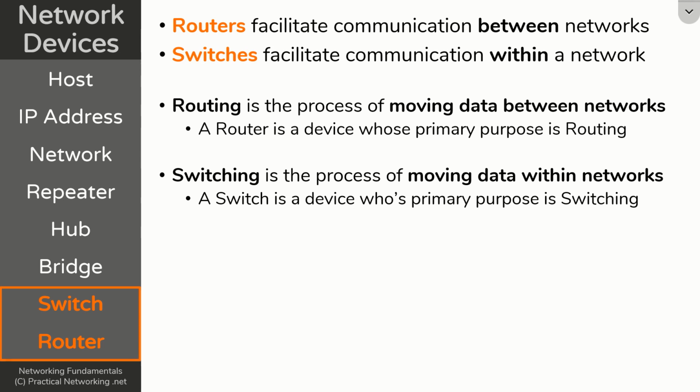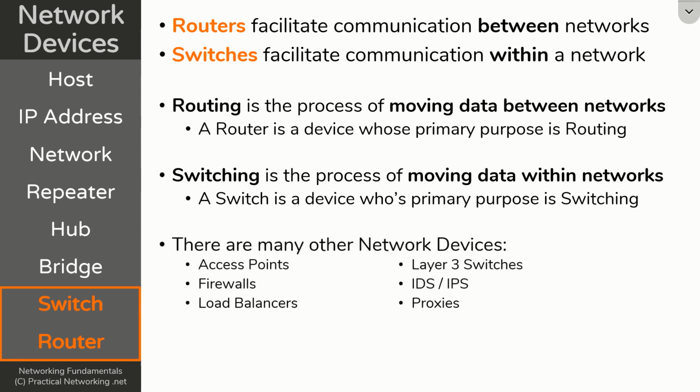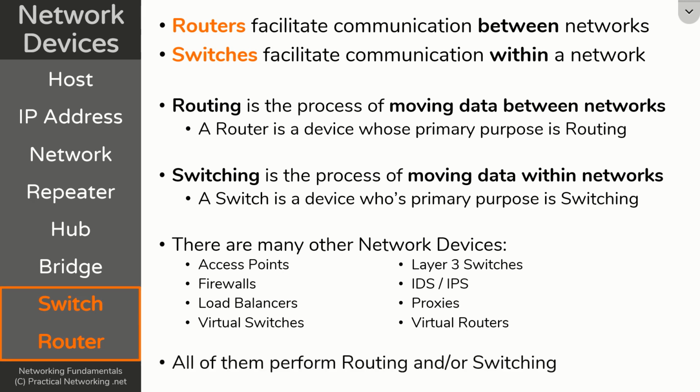The reason I bring that up is there are many other types of network devices that exist out there. Access points, firewalls, load balancers, layer 3 switches, proxies, and there's even devices that only exist in the cloud, like virtual switches and virtual routers. One way or another, all of these devices are going to perform routing or switching or both. So later on in this module, when we describe what a router does or what a switch does, what we are actually describing is what any device does that implements routing or any device does that implements switching.